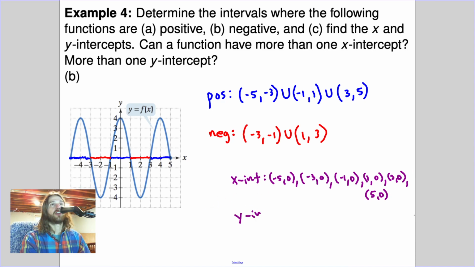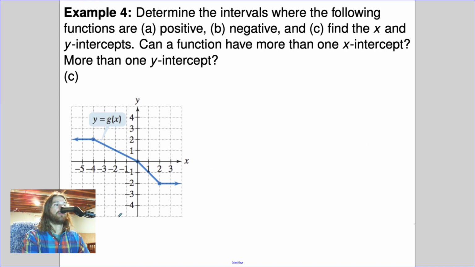How many y-intercepts do we have? Well, only one, because it's a function, right? We can't have more than one. That would be (0, 4). Okay, sweet. Last one. Last one. Let's do this.